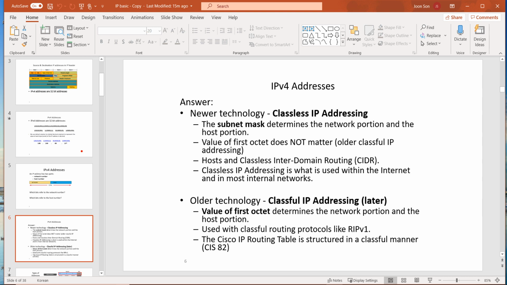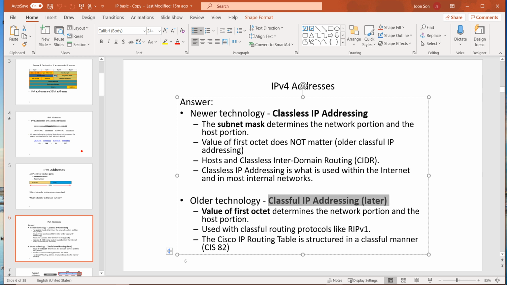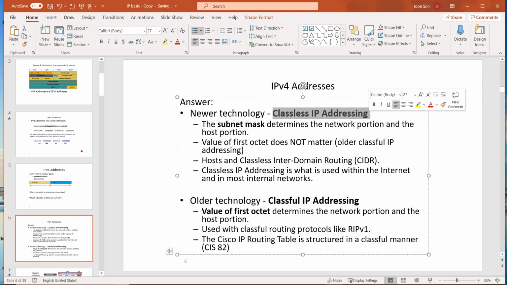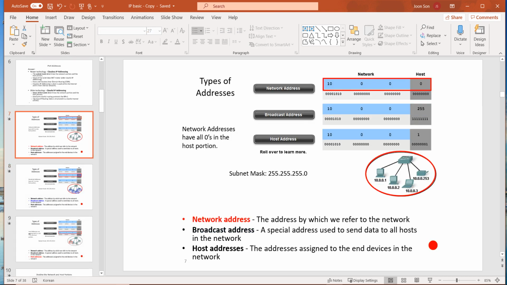Okay, so today we assume that every IP address is classful, right? Classless IP addressing, we'll talk about in a subsequent lecture, but today we basically assume that all the IP addresses are classful, and this is old technology, right? It means that the value of the first octet determines the network portion and the host portion. So this is key.